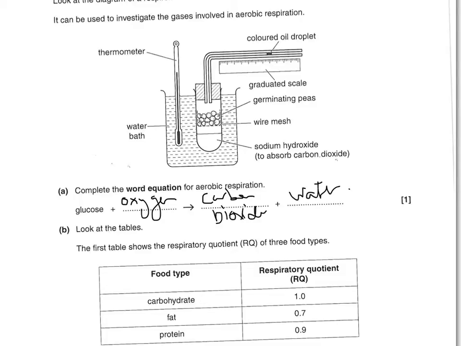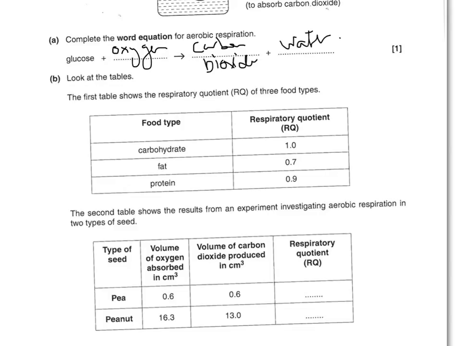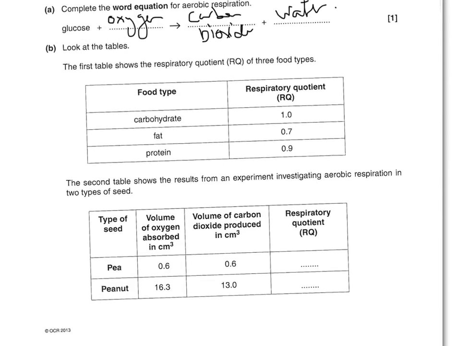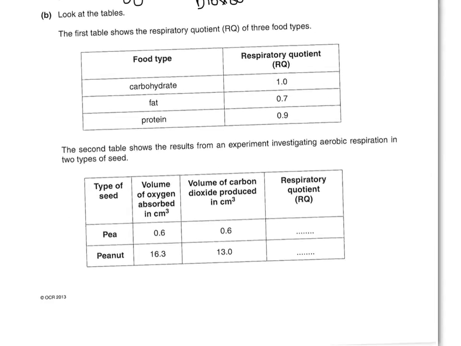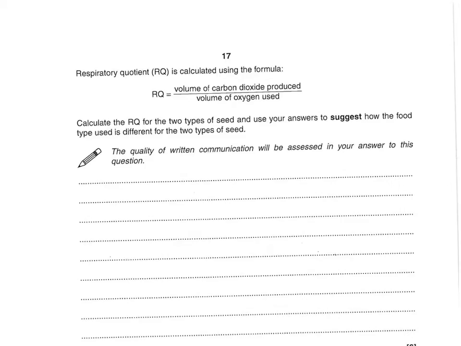Never write energy in a chemical equation. So that's glucose plus oxygen makes carbon dioxide and water. Look at the tables. The first table shows a respiratory quotient, the RQ, of 3 food types. The second table shows results from an experiment investigating the aerobic respiration in 2 types of seed. And this is a 6 mark question. It says calculate the RQ for the 2 types of seed and use your answers to suggest how the food type used is different for the 2 types of seed.